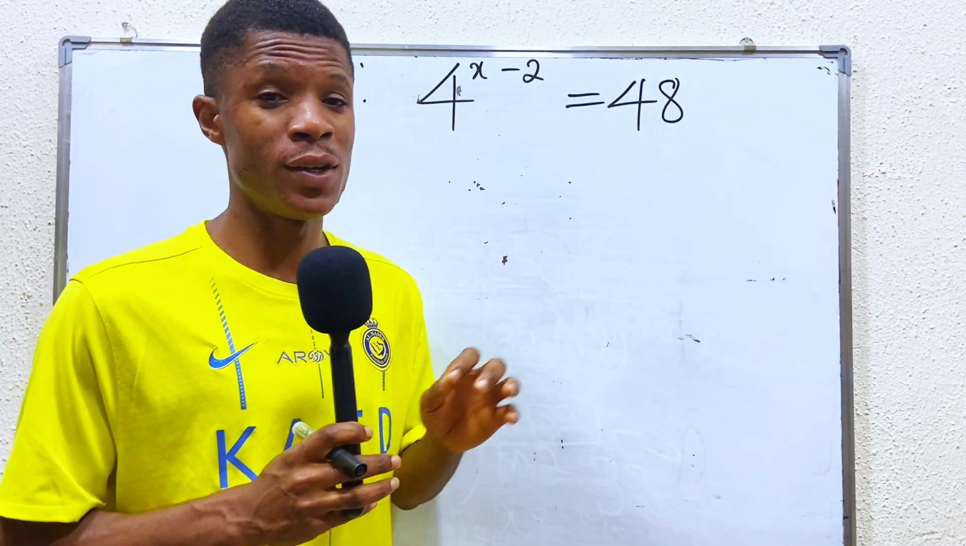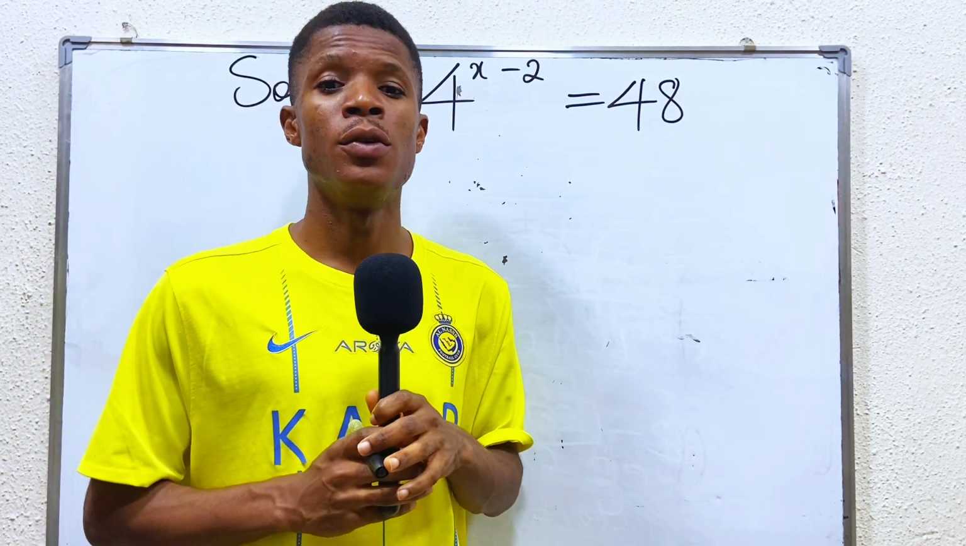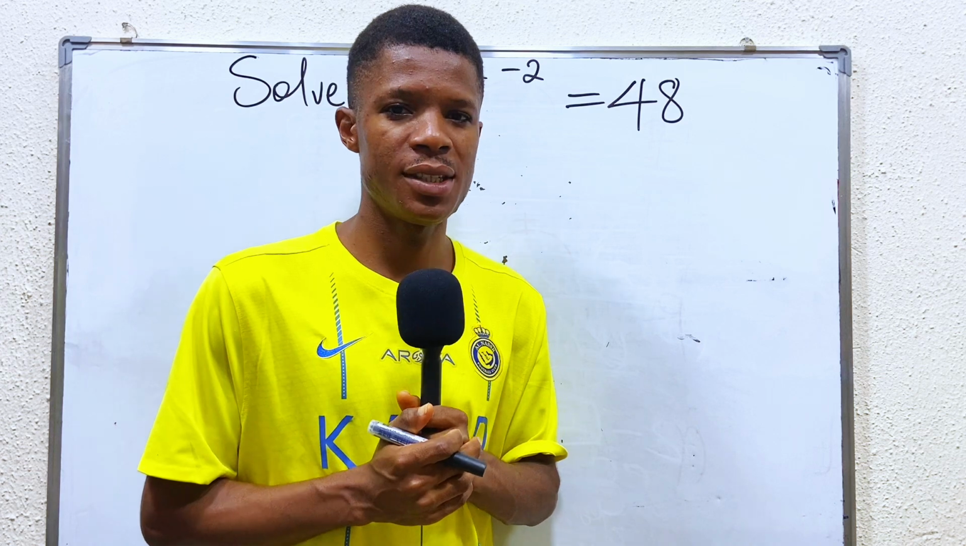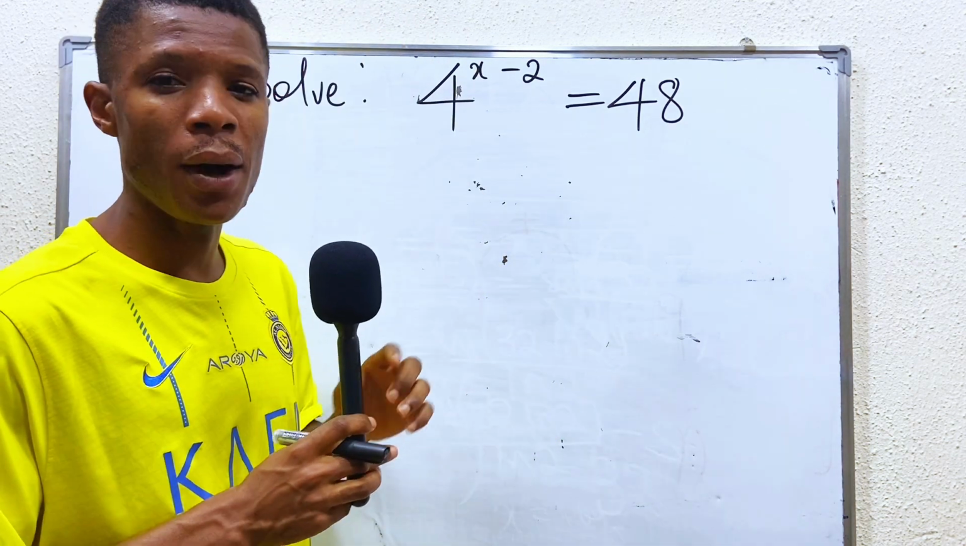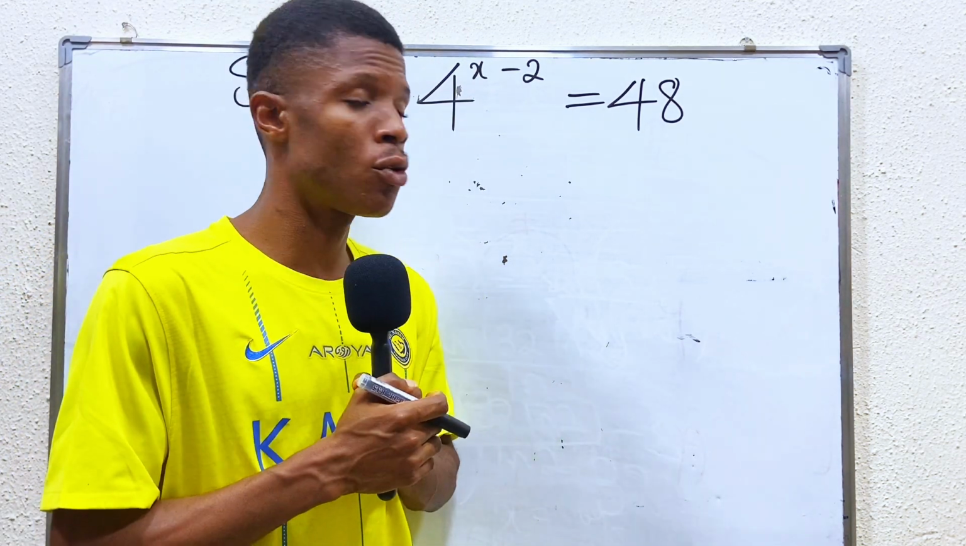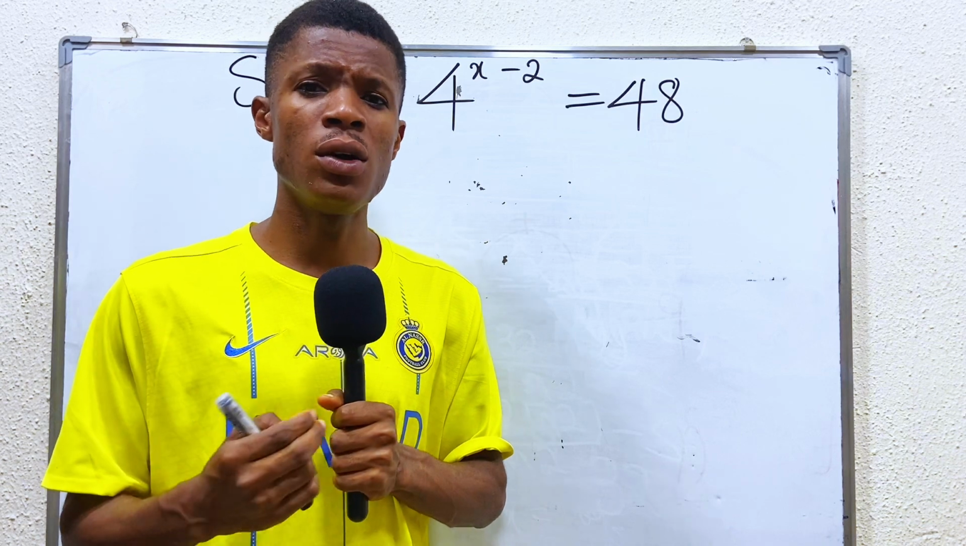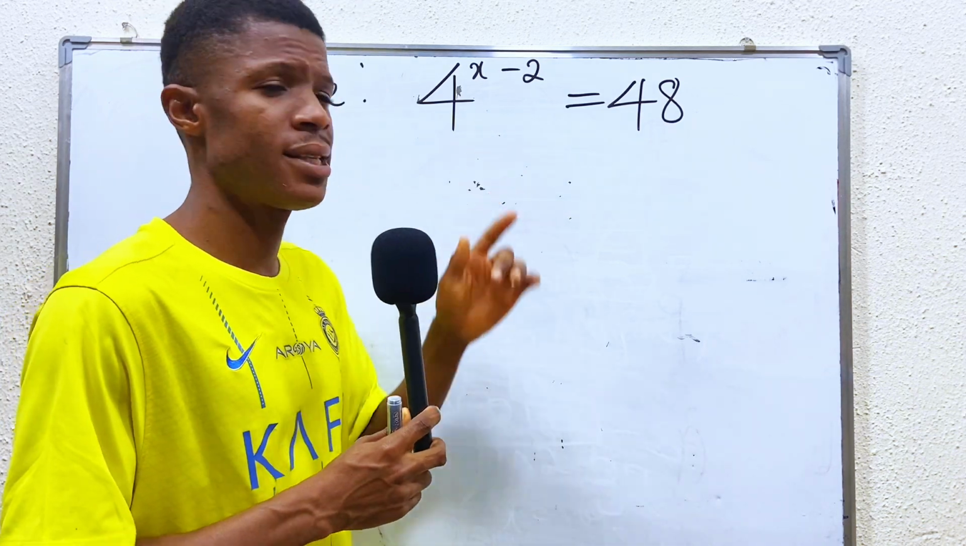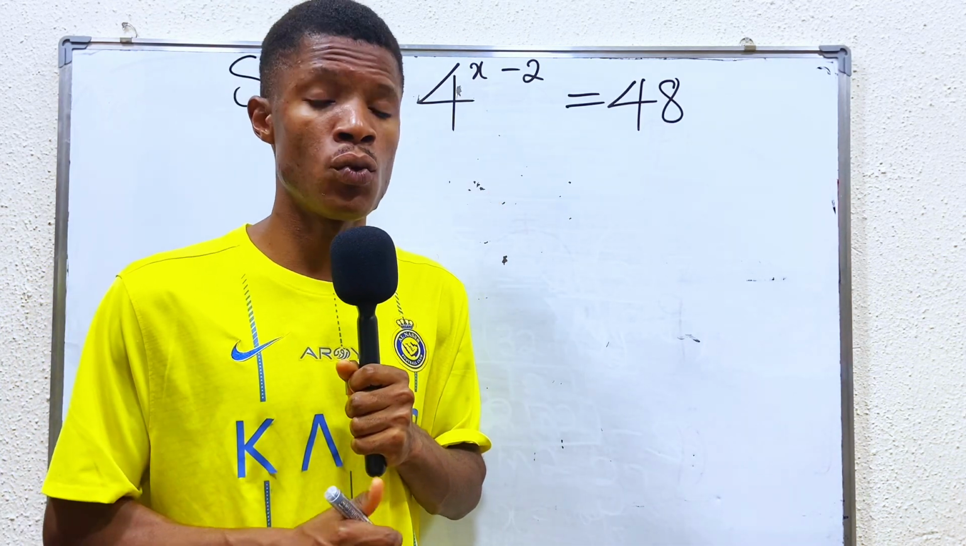99% of students always get this type of question wrong. Here is how to do it. We are told to solve 4 power x minus 2 is equal to 48. Our goal here is to find the value of x that will satisfy the given equation.